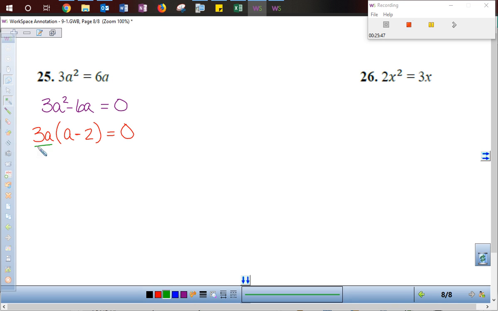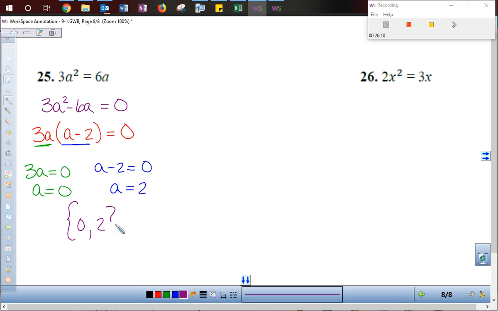Now I can take my 3a and set that equal to 0, and I can take my a minus 2 and set that equal to 0. Now if 3a equals 0, we can divide by 3 and a still equals 0. If a minus 2 equals 0, I can add 2 to each side and a equals 2. So my answers are 0 and 2.